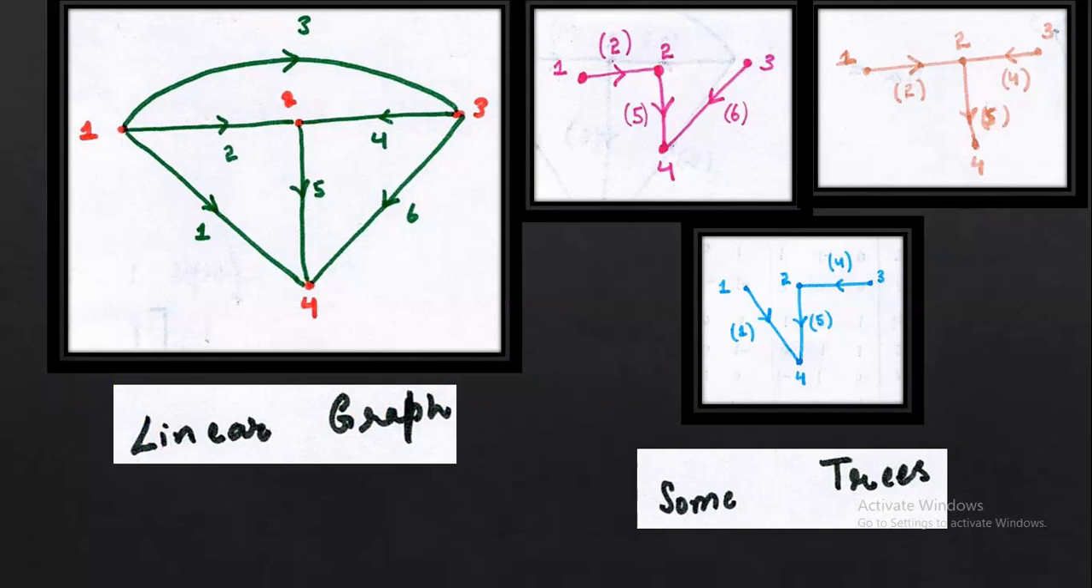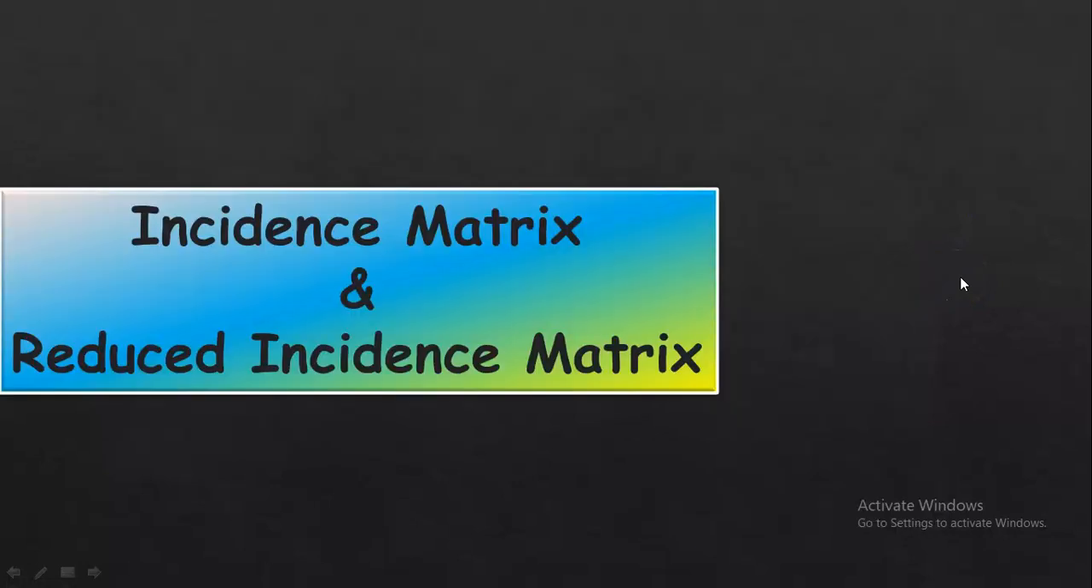So let us see one example. This is a linear graph. Then from this linear graph, these are some of the trees. You notice that the trees do not have a loop. Now we will see incidence matrix and reduced incidence matrix.